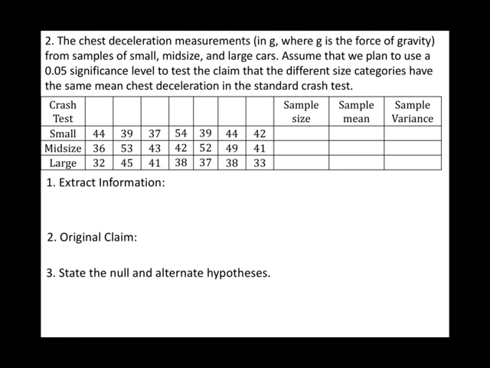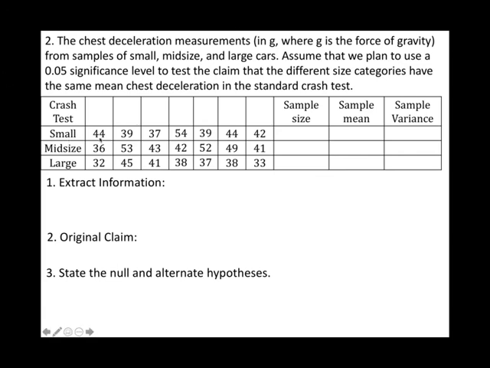Okay, last example. And this example will use the critical value method. So when you try to do it by yourself, either use the table here step by step, or you could just use your calculator. Let's do it together. The chest deceleration measurements in g, where g is the force of gravity, from samples of small, mid-size, and large cars. Assume that we plan to use a 0.05 significance level to test the claim that the different size categories have the same mean chest deceleration in the standard crash test.